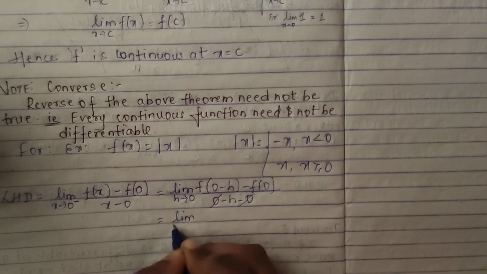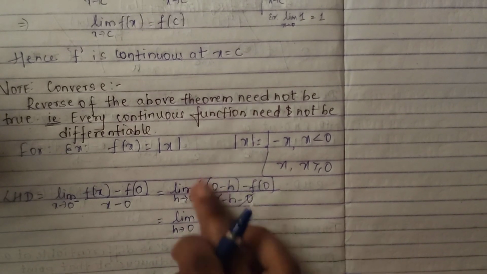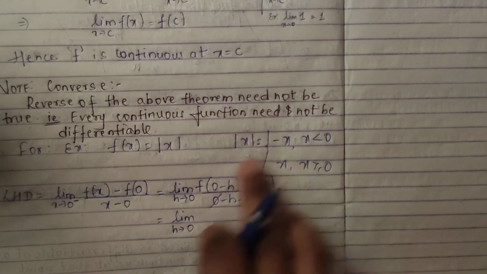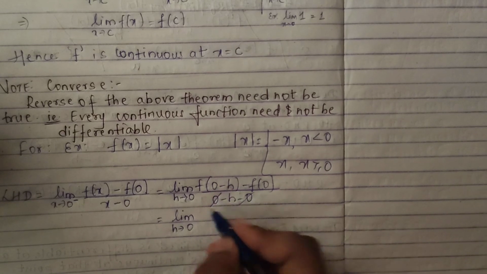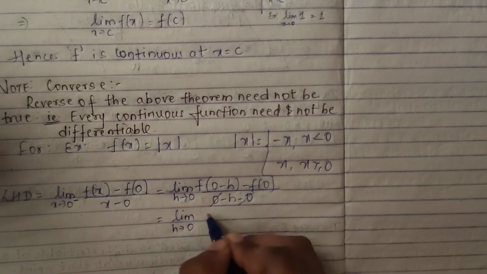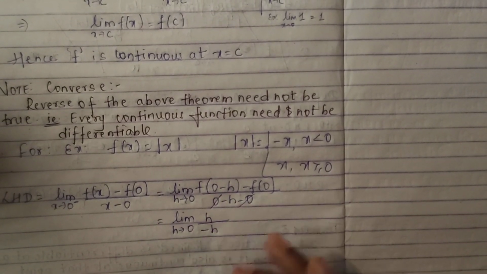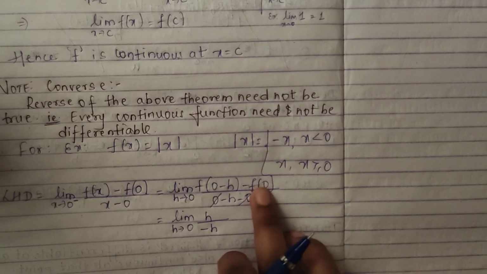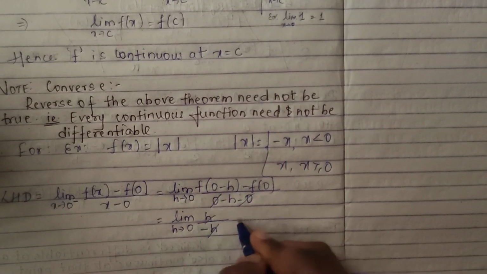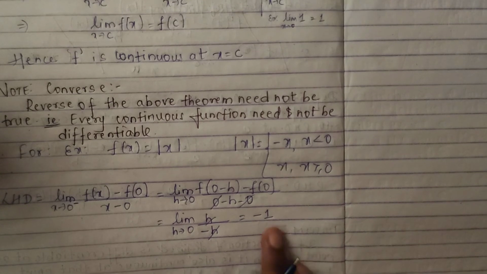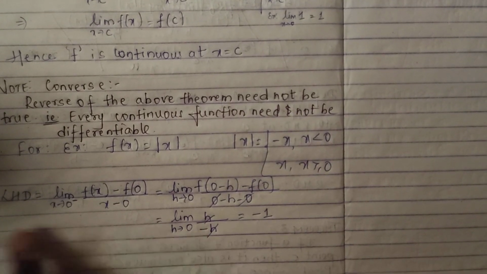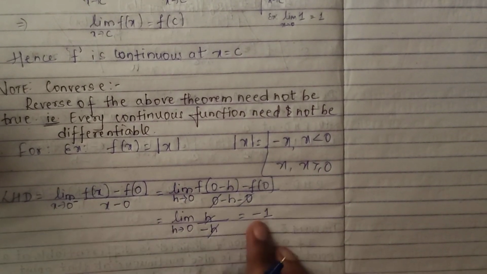So limit h tends to 0. Already one minus sign is there, so if you multiply with this it becomes h, and in the denominator you have minus h. f of 0 will be 0. So h by minus h, and you will have minus 1. So the LHD you have got is minus 1.